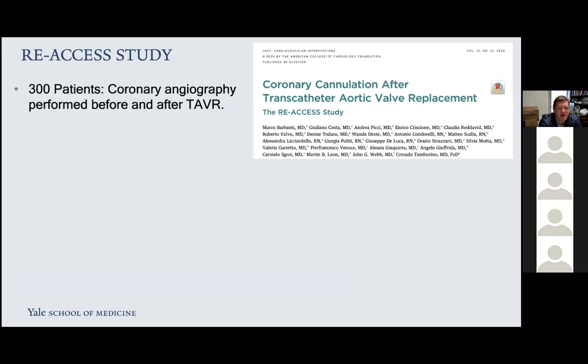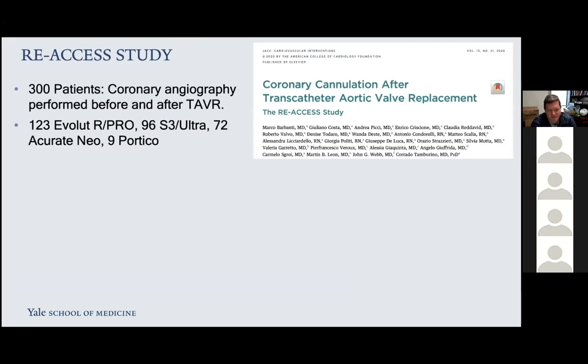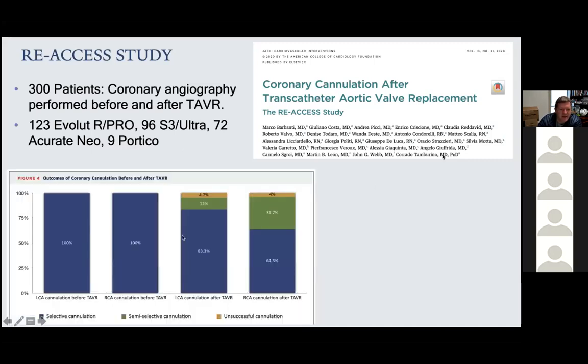So in this study, 300 patients had coronary angiography performed before and after their transcatheter aortic valve replacement. 123 of the patients had the Evolut valve, which is the self-expanding valve that is supra-annular, where the frame extends above the native coronary arteries. 96 of them had the SAPIEN 3 or SAPIEN Ultra valve, which is the Edwards balloon expandable valve. I'm not going to get into too much about the Accurate Neo and the others. They're not valves that we have here presently. And here's what you can see.